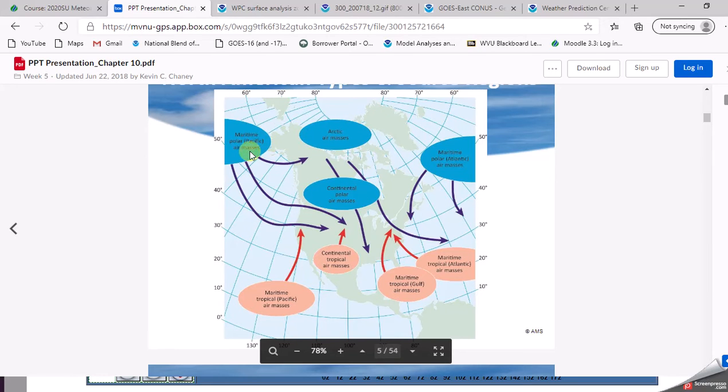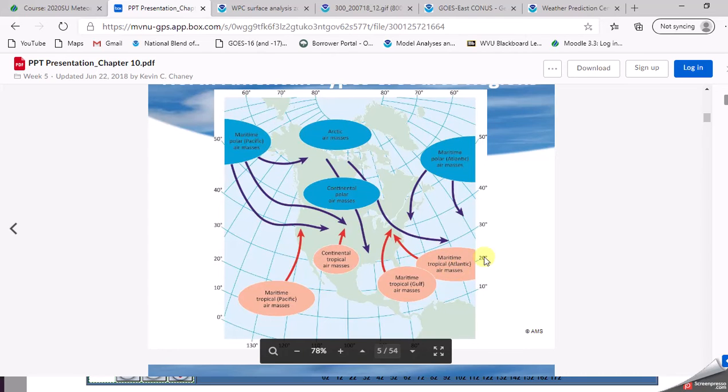There are maritime polar air masses. They actually form over the northern oceans. Sometimes they can come down over parts of the area, especially the East Coast or the West Coast, particularly into the Seattle, Portland, Oregon area. They bring damp, cool weather. They don't bring real cold weather.